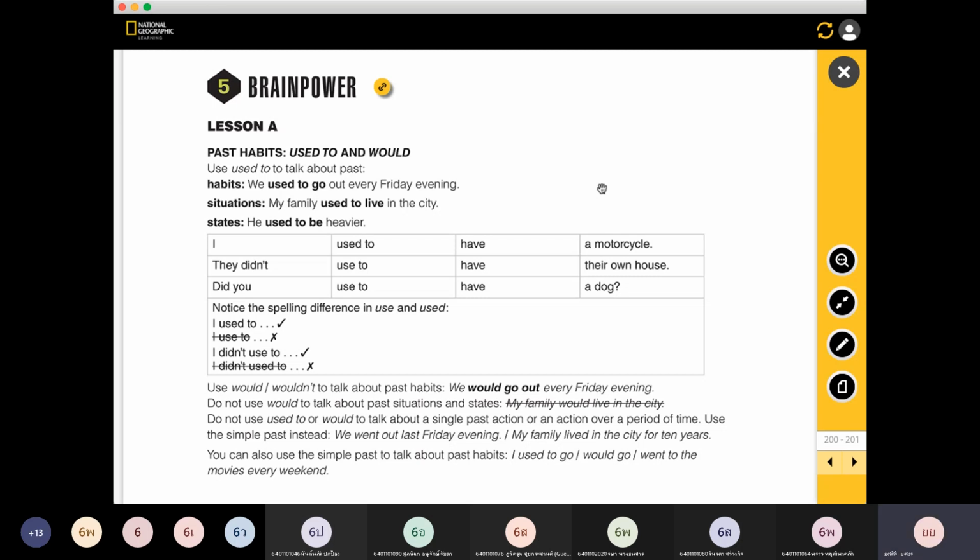Okay, basically we use past simple, used to and would to tell about situations in the past, and we can use them to talk about habits as well. But if you use, mostly if you use used to or would, they signify more likely that you repeatedly did something in the past.